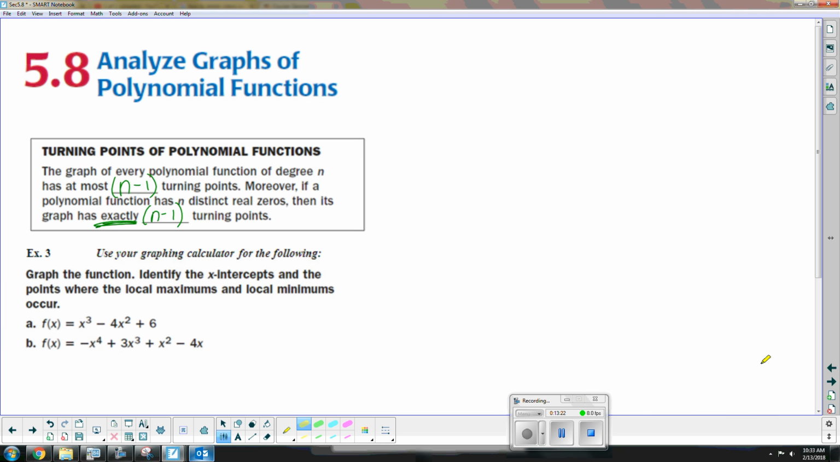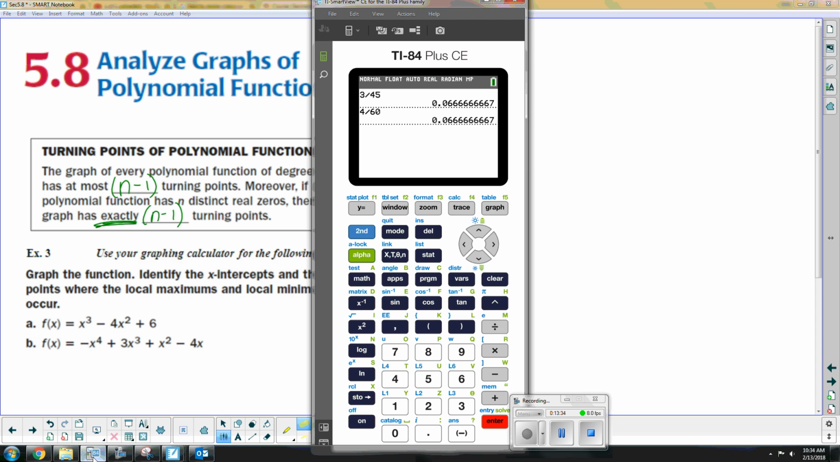So now we're going to use our graphing calculator. We're going to graph the function. We're going to identify the x-intercepts, and we're going to identify the points of local maximum and local minimums. So the first step, we're going to take our graphing calculator, and we're going to go to the y equals, and we're going to plug that value in, or that polynomial function in. So we're going to do a first. So x cubed minus 4x squared.